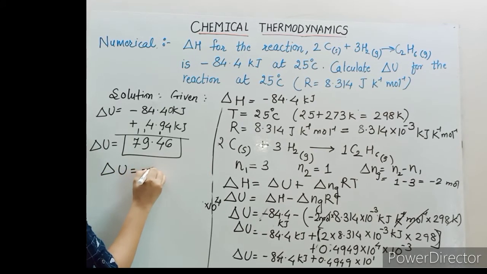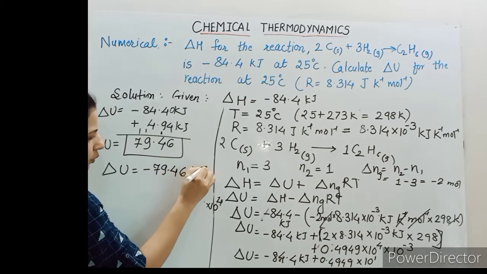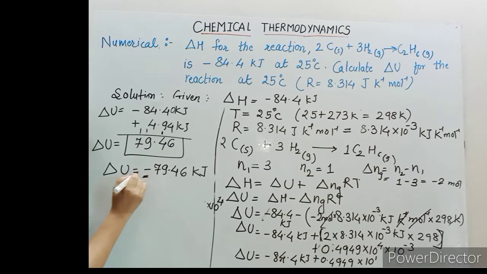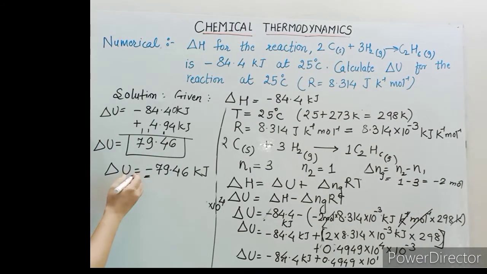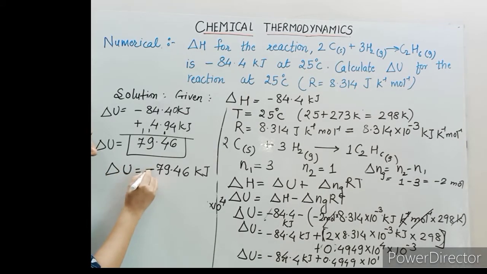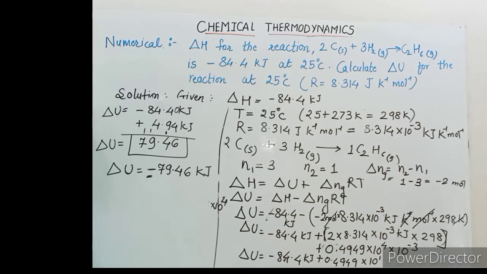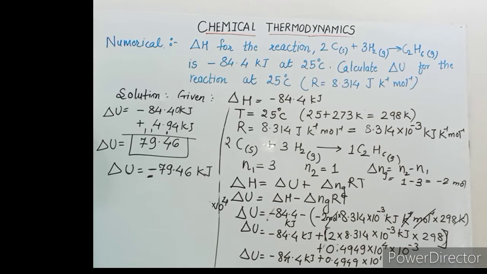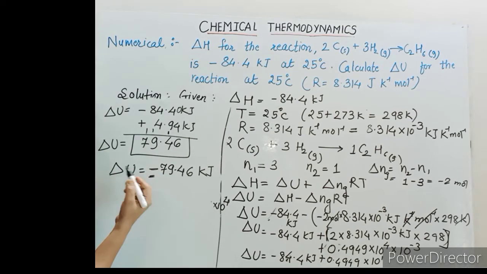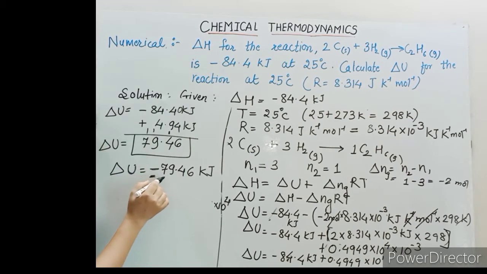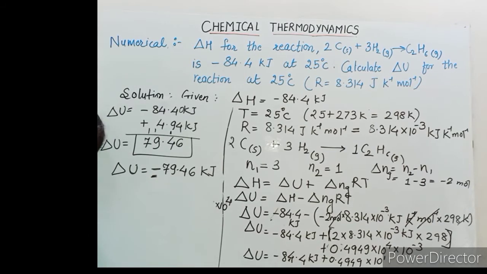It is minus 79.46 kilojoules. Now here this negative sign. What is this negative sign signifying? In this case, delta U is negative, means what? The system is losing the energy. Okay, whenever the system is getting the energy, you will get a plus sign over here. Now since the system is losing the energy, how much internal energy it has lost? 79.46 kilojoules. Okay, have you got it?